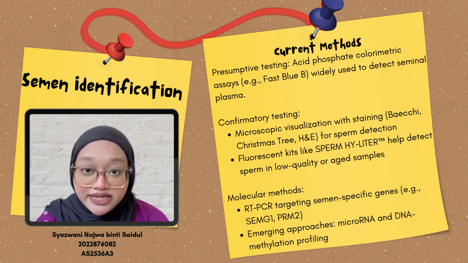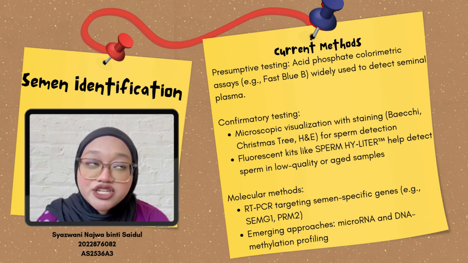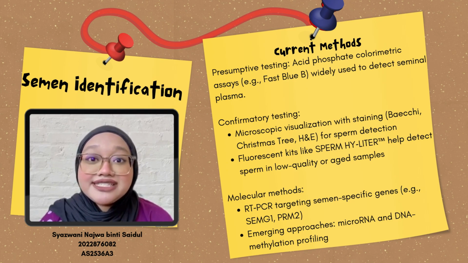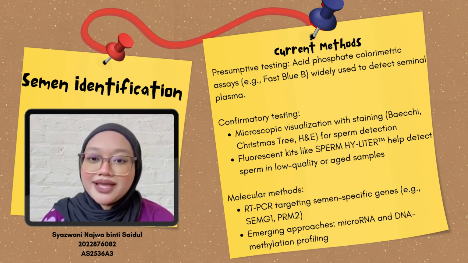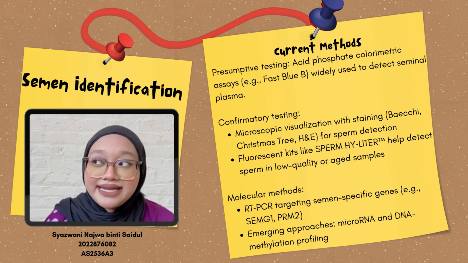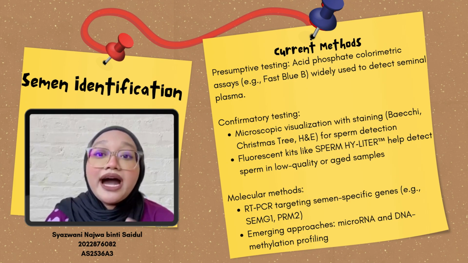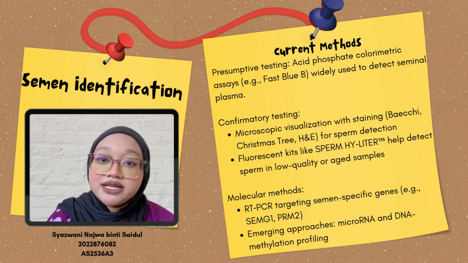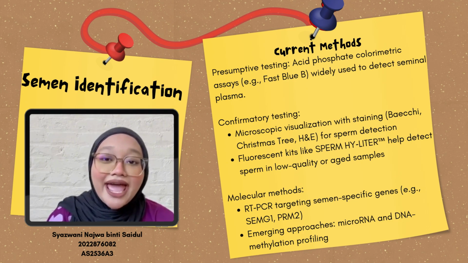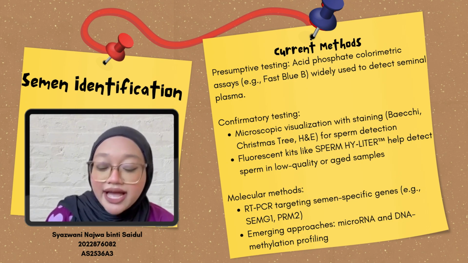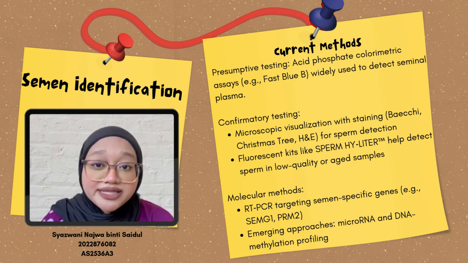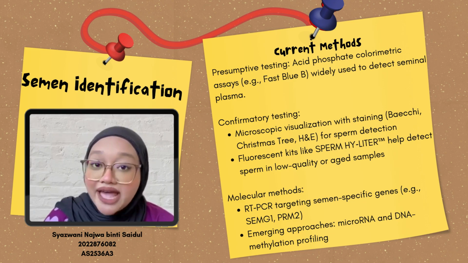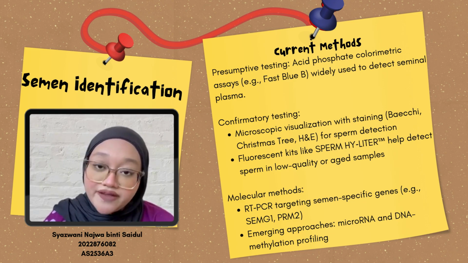If this test is positive, a confirmatory test follows, such as microscopic analysis of the stain to identify sperm cells. Several staining techniques are used to highlight sperm under a microscope, including Baecchi, Kernechtrot, Christmas tree stain, and hematoxylin and eosin. These methods help confirm the presence of semen and support forensic evidence in sexual crime investigations.